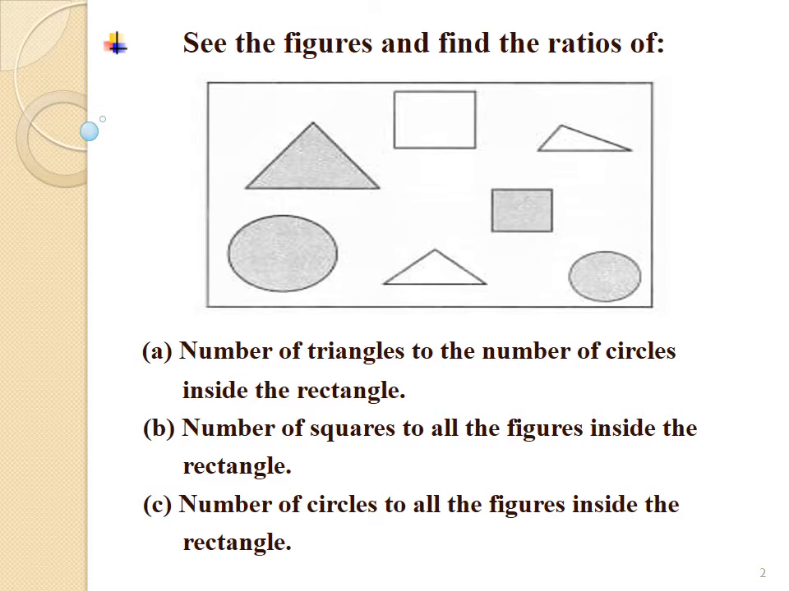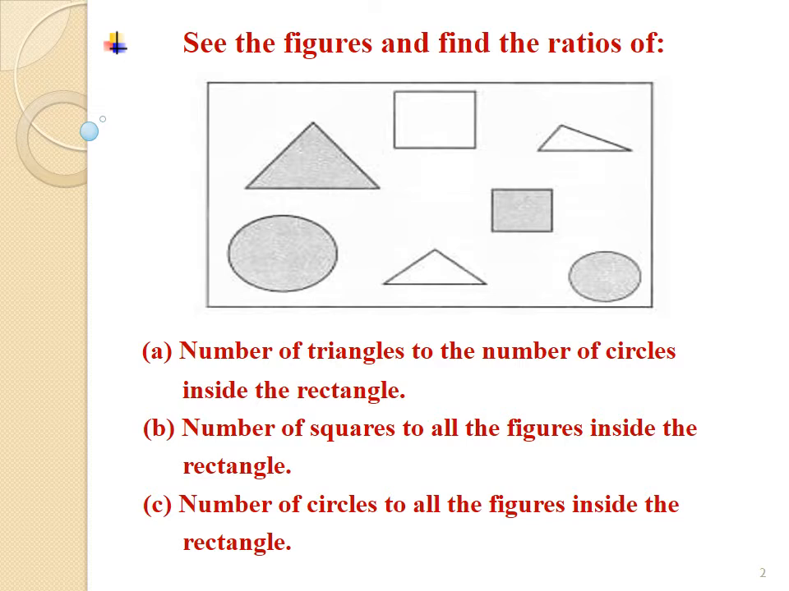See the figures and find the ratios of number of triangles to the number of circles inside the rectangle, number of squares to all the figures inside the rectangle, and number of circles to all the figures inside the rectangle. Students, in this question, we have to find out three ratios, namely, ratio of number of triangles to the number of circles, ratio of squares to all the figures, and number of circles to all the figures inside the given rectangle.